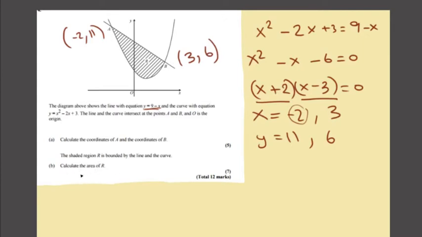Part B says the shaded region R is bounded by the line and the curve. Calculate the area R. Okay, that's our area R. As I said previously, this is a very simple method you could use. Just equate the equation of the straight line and the equation of the curve, and then integrate that, rather than integrating the curve and the line individually and then taking them away from each other to find the area in between. So let's do that on a new page.